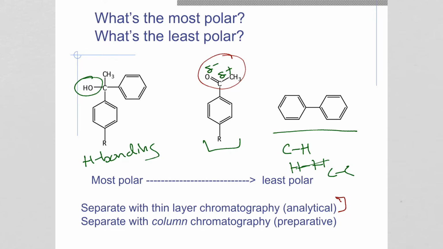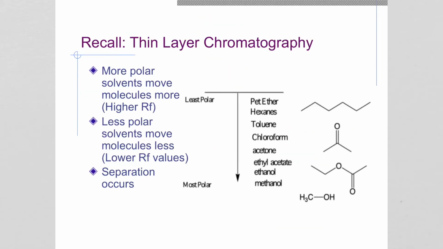So you've already seen that you can separate these compounds using thin layer chromatography, or TLC, but that's an analytical technique. That just tells us whether we have the compounds present or not. What we're going to do this week is take that mixture and separate it using a technique called column chromatography, which actually allows us to isolate the different components in the mixture.